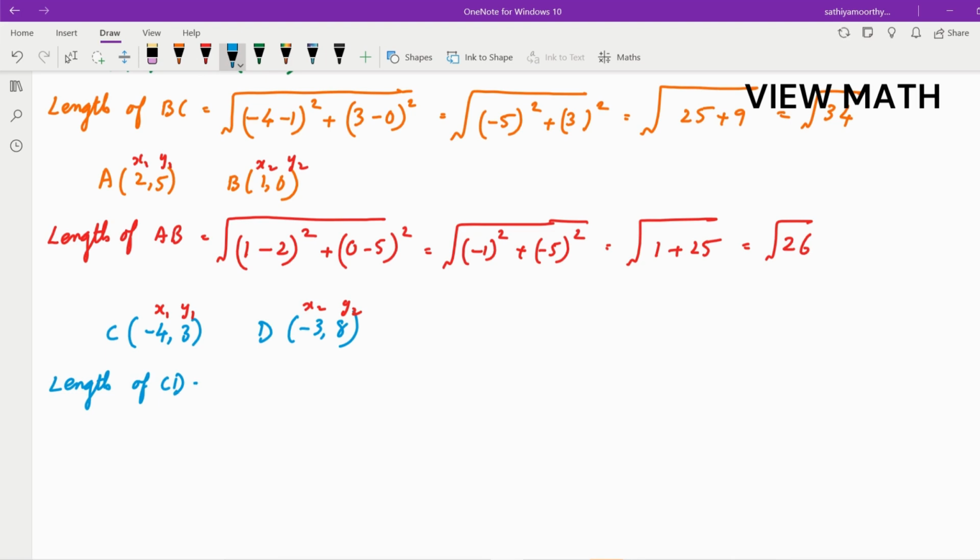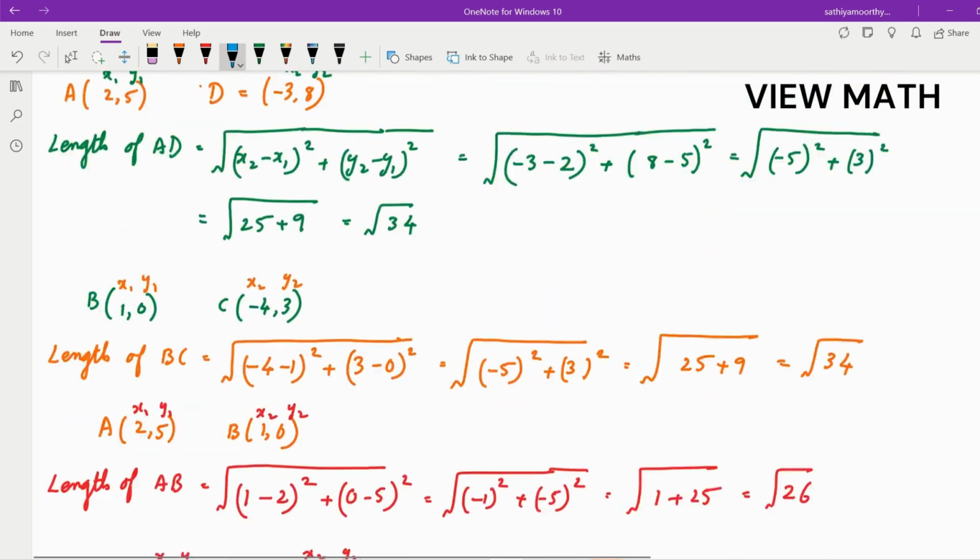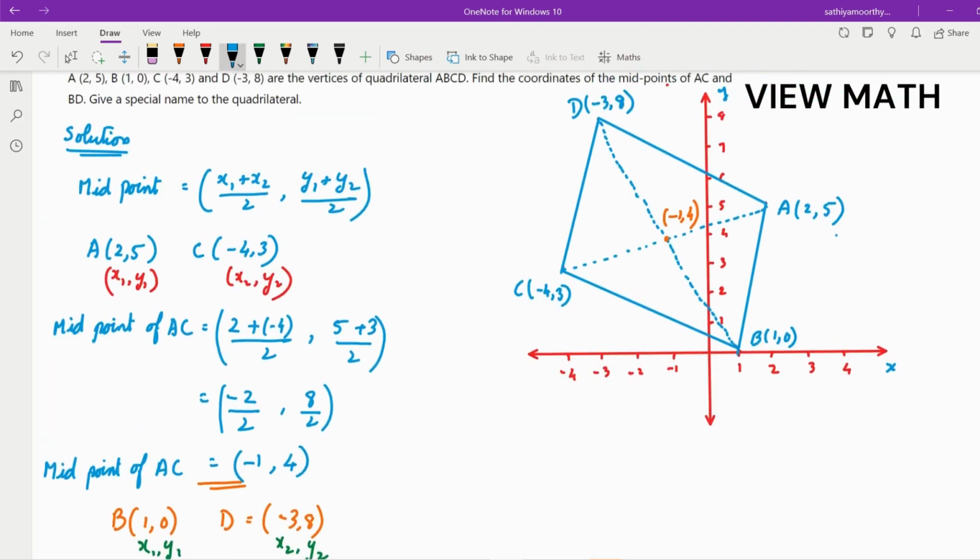Length of CD is equal to square root of x2 is -3, minus of minus is minus of -4 is +4, the whole square, plus (8 minus 3) the whole square. So this is equal to (-3 plus 4 is 1) the whole square, plus (8 minus 3 is 5) the whole square. So this is equal to square root of 1 plus 25, which is equal to square root of 26.